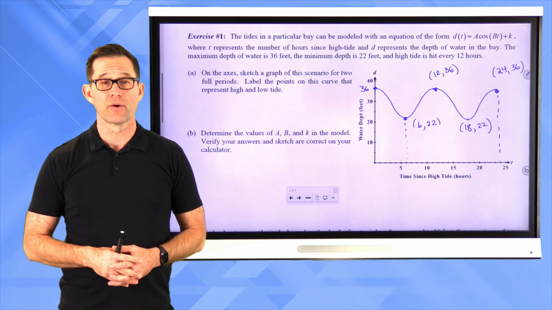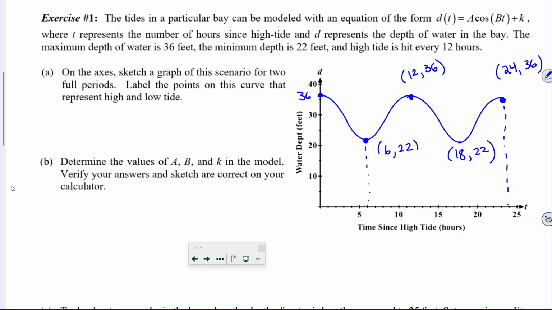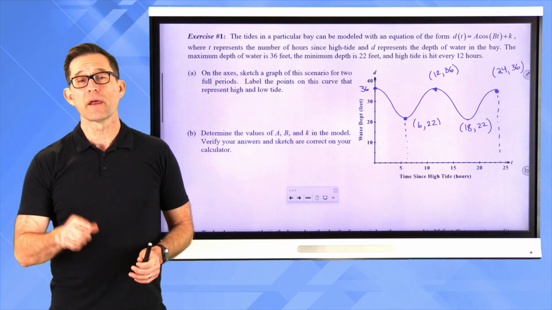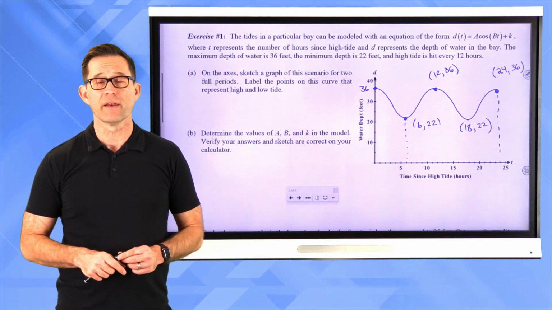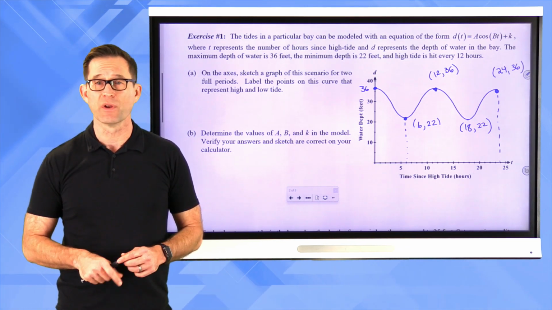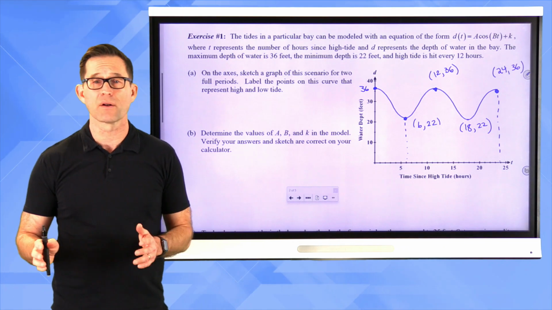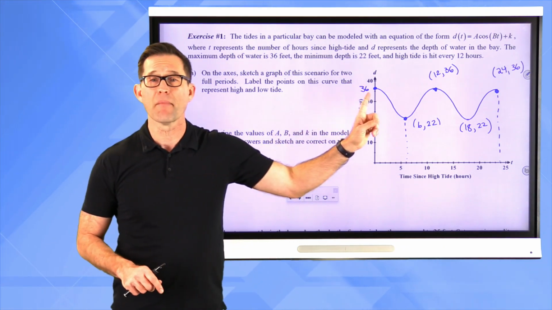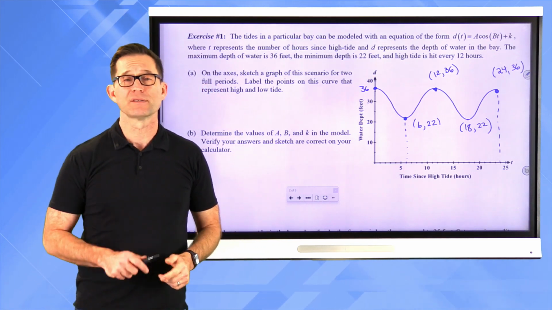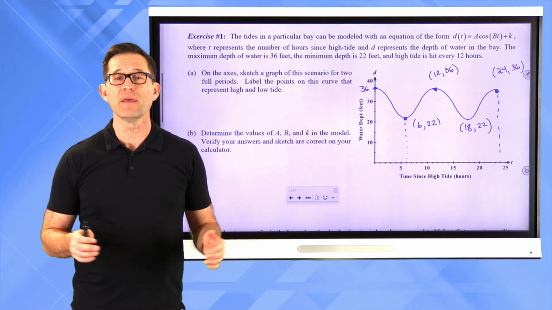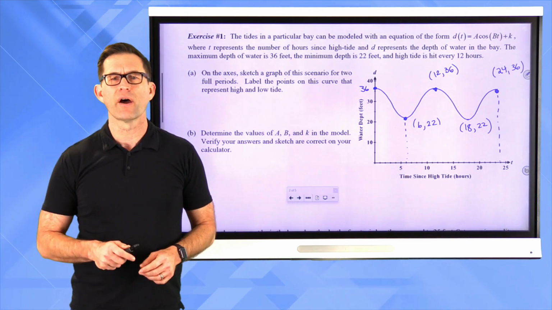Anyway, let's take a look at letter B now. Determine the values of A, B, and K in the model. Verify your answers and sketch are correct on your calculator. Awesome. Well, we spent a lot of time in our last lesson coming up with the amplitude, the midline, and the frequency of graphs. We don't have to worry at all about any kind of horizontal shift here. And because we're starting at a maximum, we know that A should be positive. So why don't you pause the video right now and come up with A, B, and K, and also write down the final model.